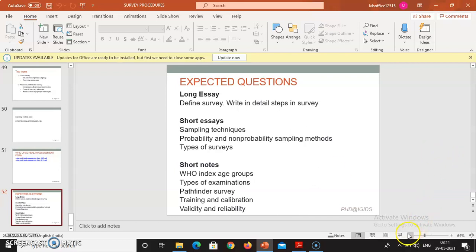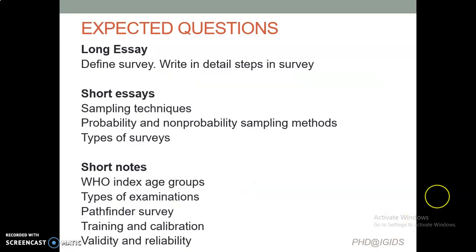These are the questions you can expect from this topic. Define survey, write in detail the steps in survey. Then short essays on sampling techniques. Then probability and non-probability sampling methods in India separately. What are the different types of surveys? In short notes, you have WHO index age groups, different types of examination, that is type 1, type 2, type 3, type 4. What is pathfinder survey and pilot survey? What is training and calibration?